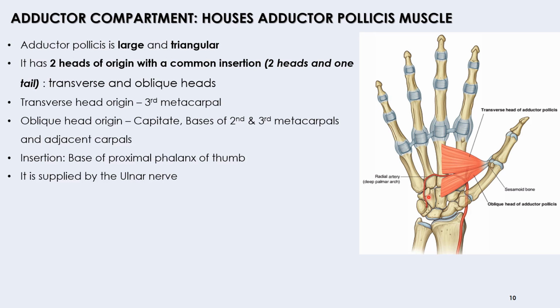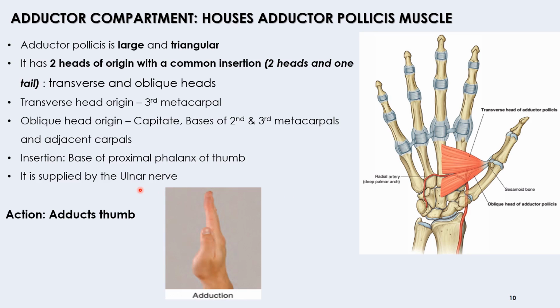When we talk about the nerve supply, it's supplied by the ulnar nerve, like most intrinsic muscles in the hand. The adductor pollicis helps us to adduct our thumb. That's like putting our thumb closer to the other fingers, bringing it closer to the midline of the hand. So we know that the palmar interossei help to adduct our other fingers, that's our second, fourth, and fifth, and our thumb is adducted by the adductor pollicis muscle.